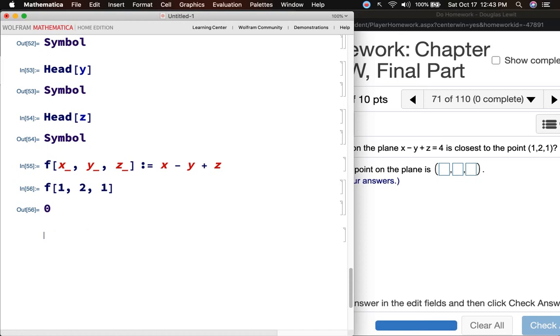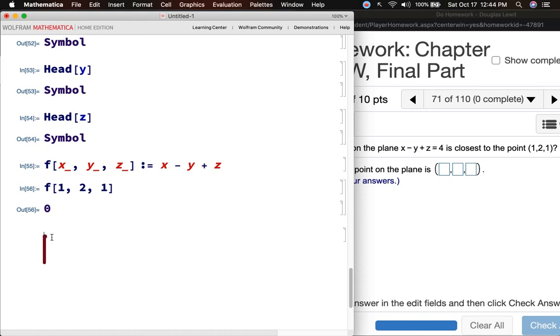Now here, we have to minimize the distance function. Instead of minimizing the distance function, we're going to minimize the square of the distance function, because the distance function involves a radical, and that's going to make things more complicated. So to make things easier, we're going to minimize the square of the distance function. But that's fine. If you minimize the square of the distance, you also minimize the distance.